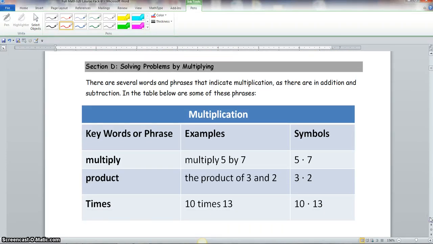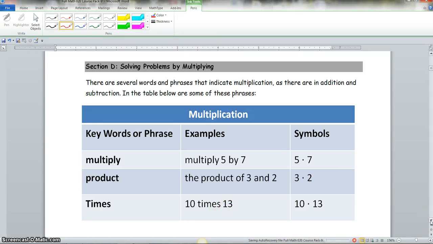Okay, now we scroll down here to section D. It says solving problems by multiplying. There are several words and phrases that indicate multiplication, as there are in addition and subtraction. In the table below are some of these phrases. Okay, we have multiply, product, times. It says multiply 5 by 7. We did 5 times 7. The product of 3 and 2 is 3 times 2. And 10 times 13 is 10 times 13.